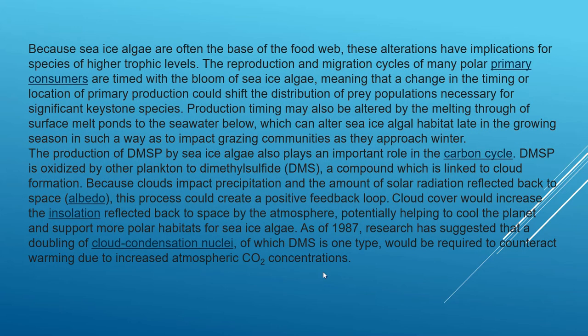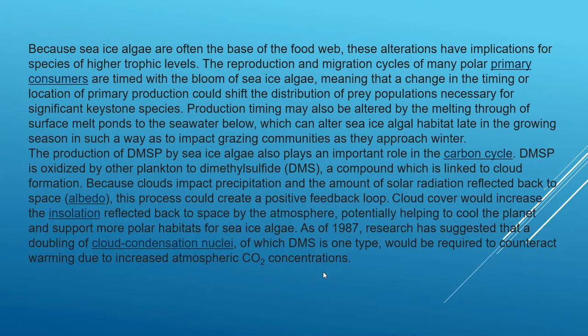Because sea ice algae are often the base of the food web, these alterations have implications for species of higher trophic levels, the reproduction and migration cycles of many polar primary consumers. Primary consumers are your heterotrophs, basically your zooplankton, those kinds of organisms. A change in the timing or location of the bloom of sea ice algae, meaning primary production, could shift the distribution of prey populations necessary for significant keystone species. This goes back to the match-mismatch hypothesis.